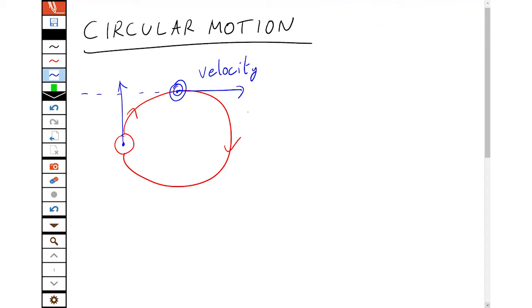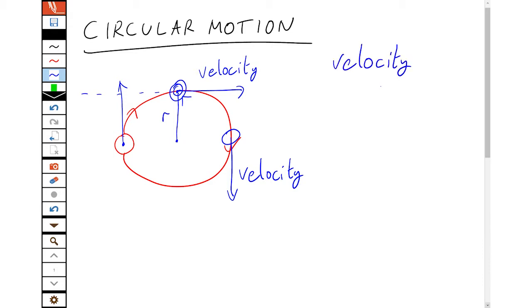Now this velocity is a tangent to the circle, so it's at right angles to the connection to the center. And if we keep going, if we're here now, the velocity is pointing down. So the direction has changed. But remember, velocity is a vector. It has a size and a direction. So if the velocity has changed, what does that mean? If the velocity changes, that means there is an acceleration.